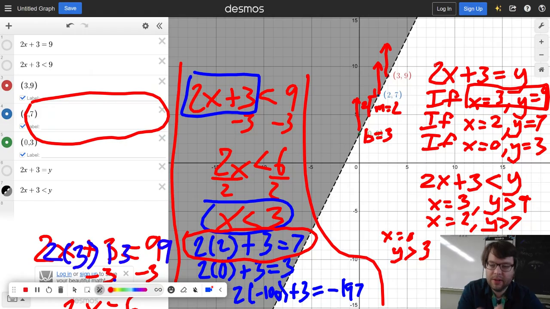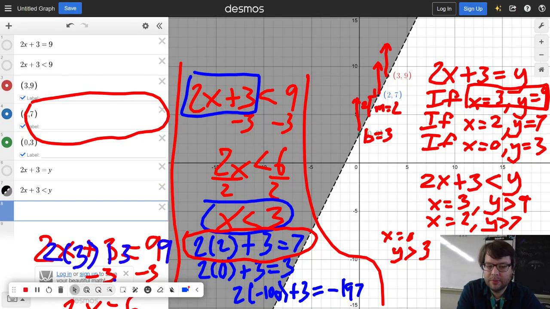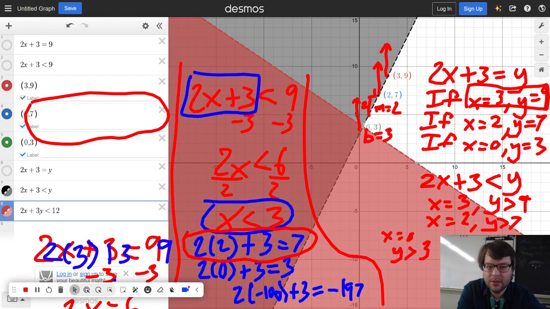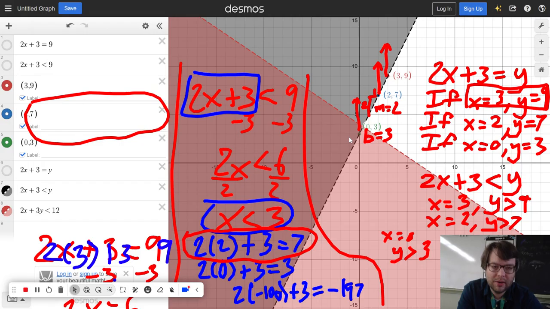And then the only other fun thing is when we start doing more than one at the same time. Like, for example, 2x plus 3y is less than 12, and looking for where things are shaded by both inequalities, or where both boundary lines cross over each other.